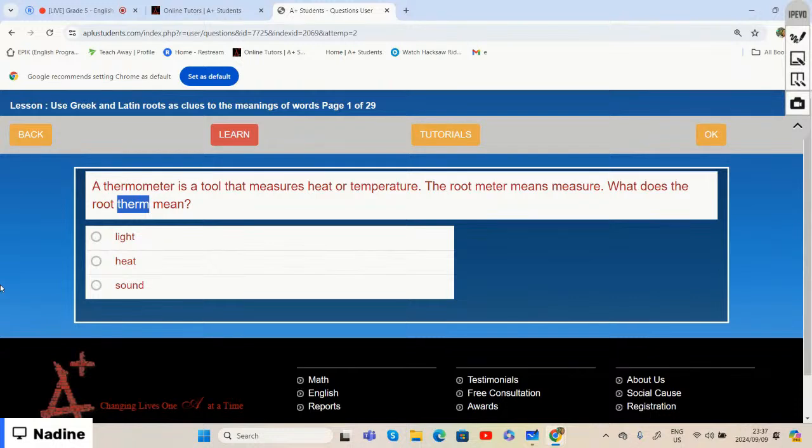Which option is correct? Option 1, therm means light. Option 2, therm means heat. Or option 3, therm means sound.